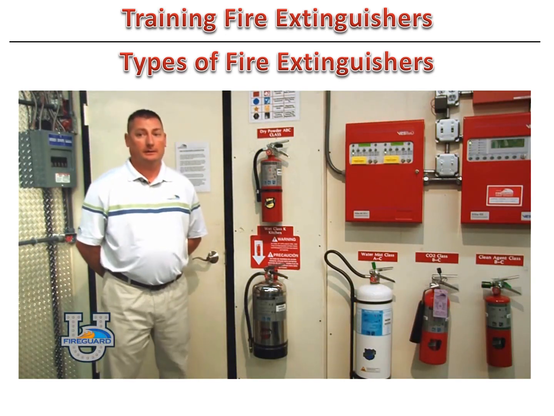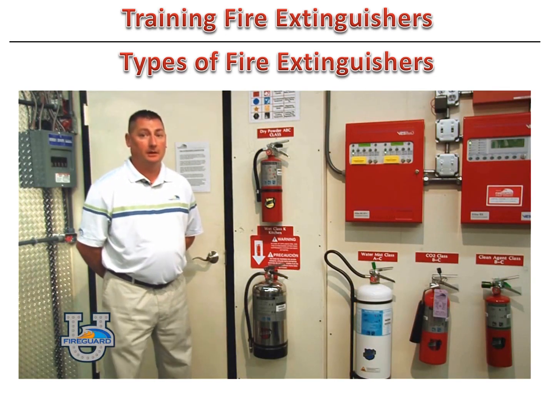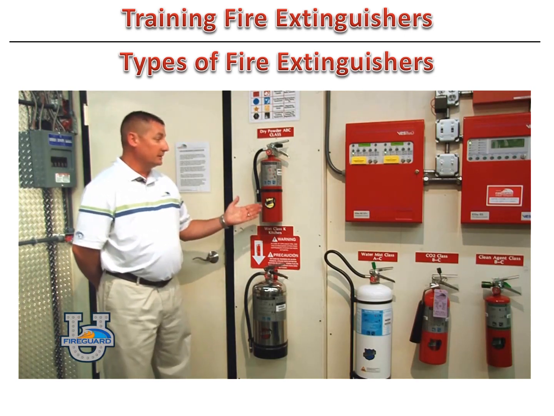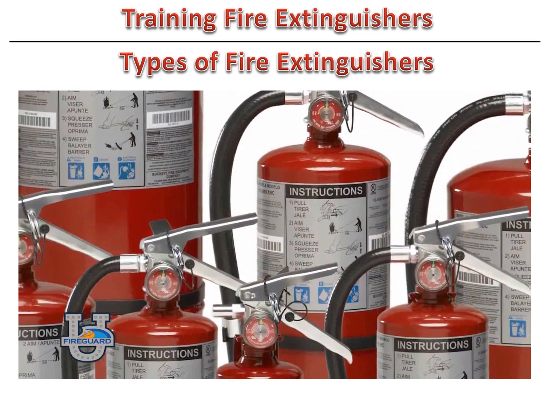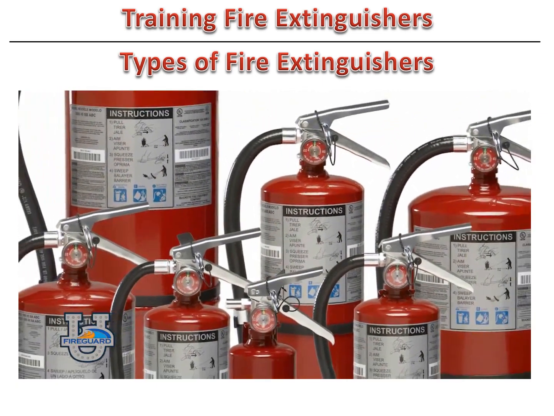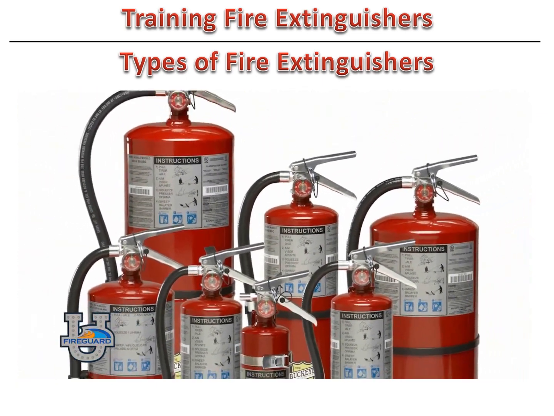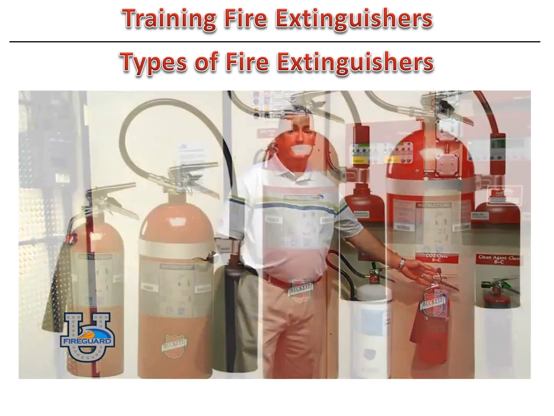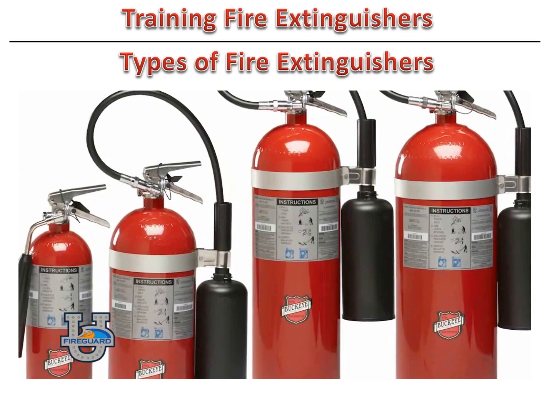Now let's talk about the correct extinguisher to fight these classifications. The most common extinguisher is an ABC dry chemical extinguisher. This is a multi-purpose extinguisher that will extinguish a Class A, B, and C fire. The CO2 fire extinguisher is a non-conductive clean agent for extinguishing B and C class fires.